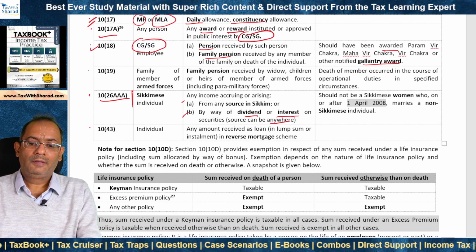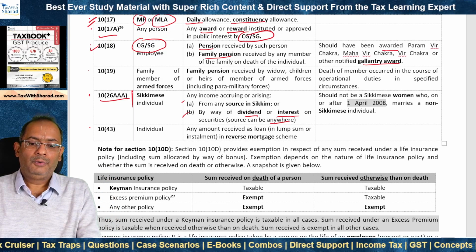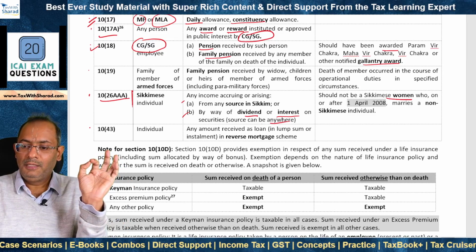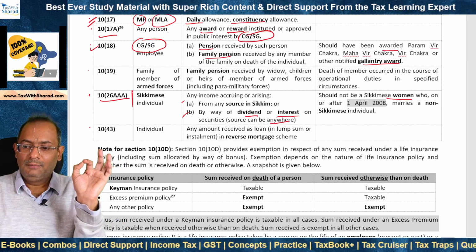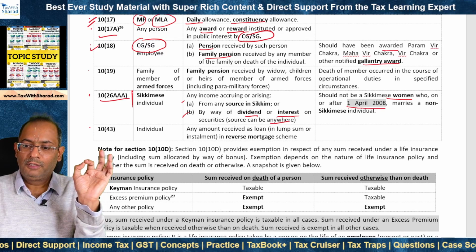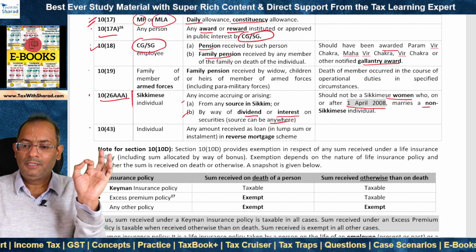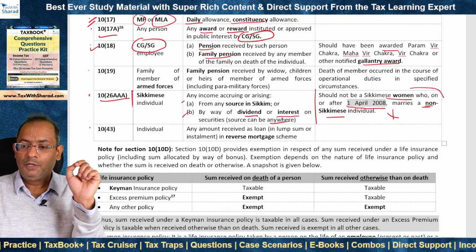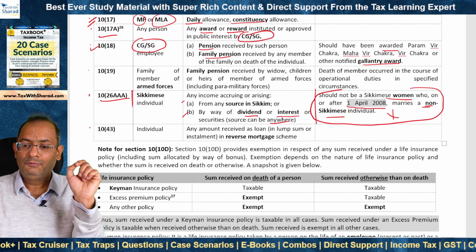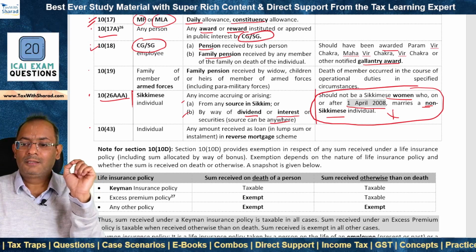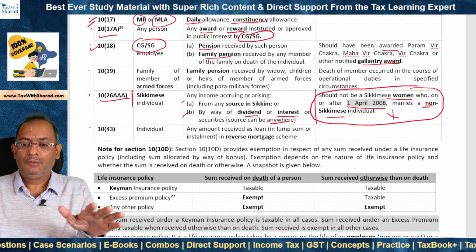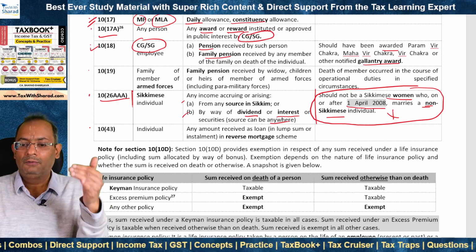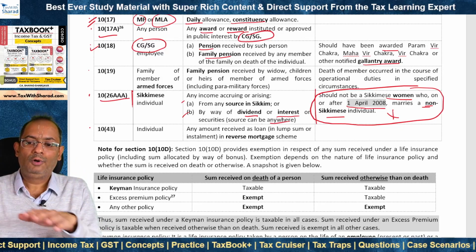The condition for exemption under this 10(26AAA) is that the Sikkimese individual should not be a Sikkimese woman, who on or after 1st April 2008 marries a non-Sikkimese individual. The news is that very recently the Supreme Court has held this particular provision as ultra vires of the Constitution. It is discriminatory, and therefore the Supreme Court has struck down this provision. Therefore, even though it's in the statute books, it's part of the Income Tax Act, but it's not effective, it cannot be enforced.